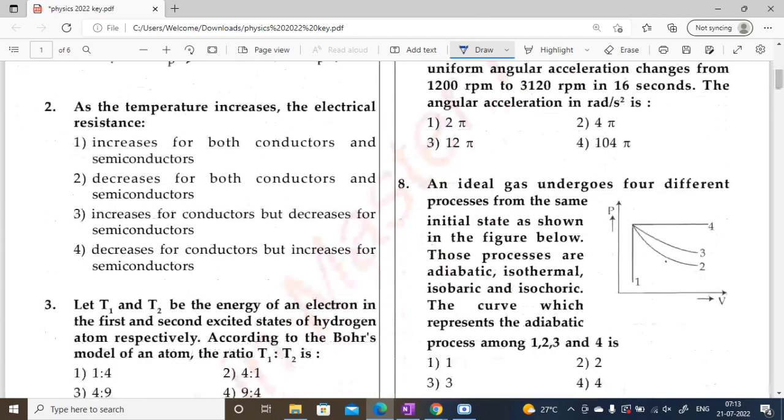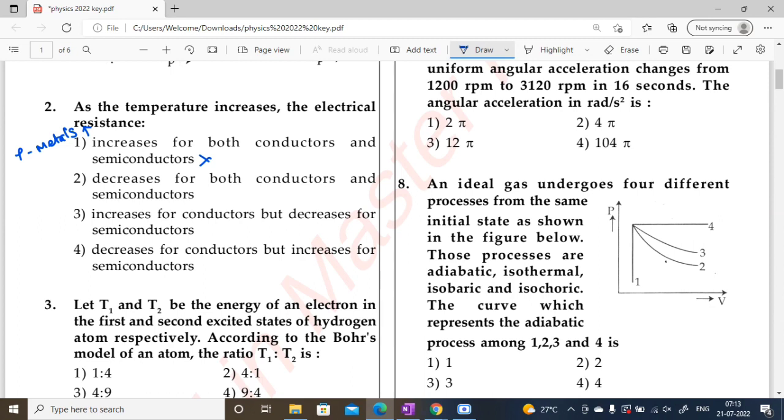Our next question: as the temperature increases, the electrical resistance dash. This is a very direct question from NCERT. Here we can very clearly see that if the temperature keeps on rising, the resistivity of metals will be increasing. Let me look at the options. Increases for both conductors and semiconductors: no, this might not be the option. Decreases for both conductors and semiconductors.